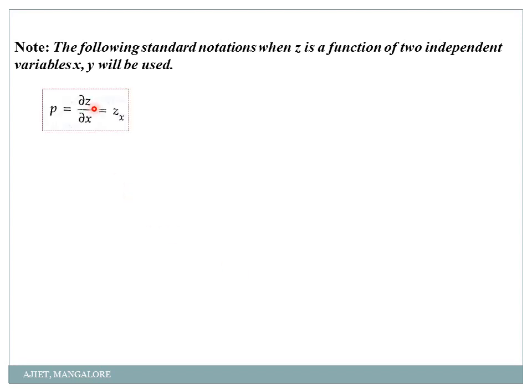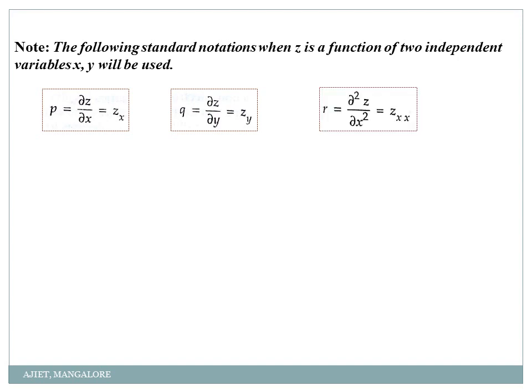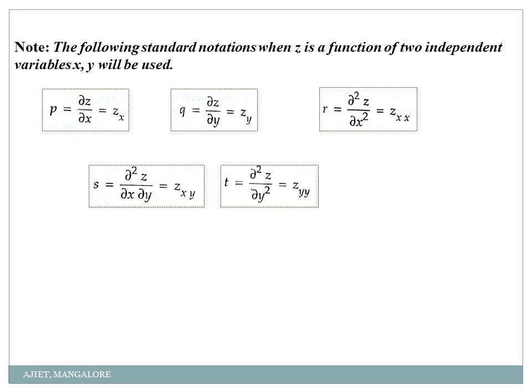What I'm doing is taking ∂z/∂x as p, or we can take it as zx, the notation. It's not always necessary to write p or q, but it looks very simple, that's why I'm writing it. And ∂z/∂y we are taking as q. ∂²z/∂x² we are taking as r. ∂²z/∂x∂y, or ∂²z/∂y∂x, is nothing but s. And ∂²z/∂y² is t. So p, q, r, s, t.